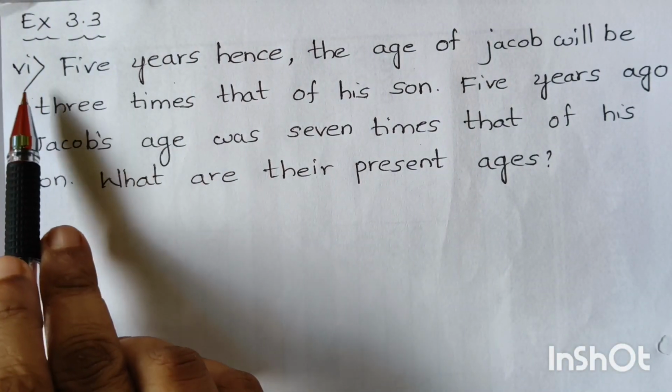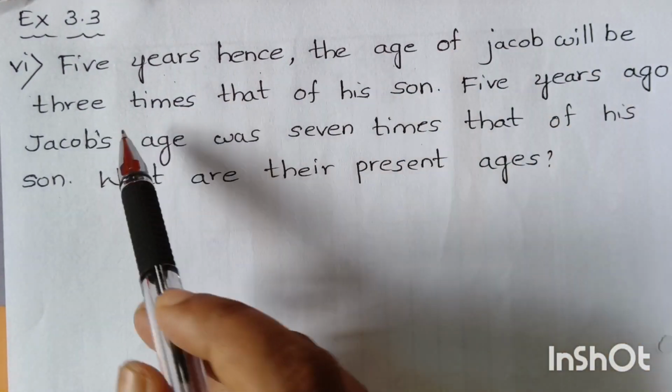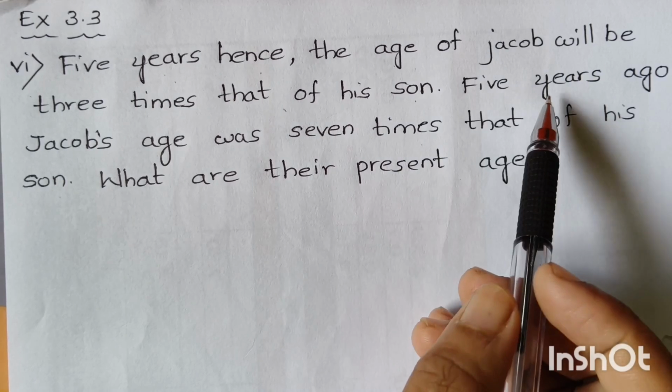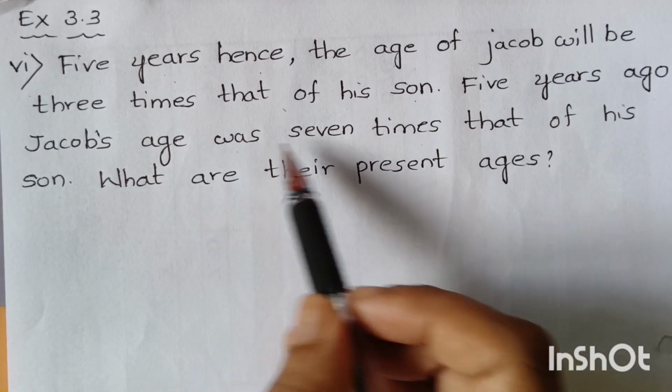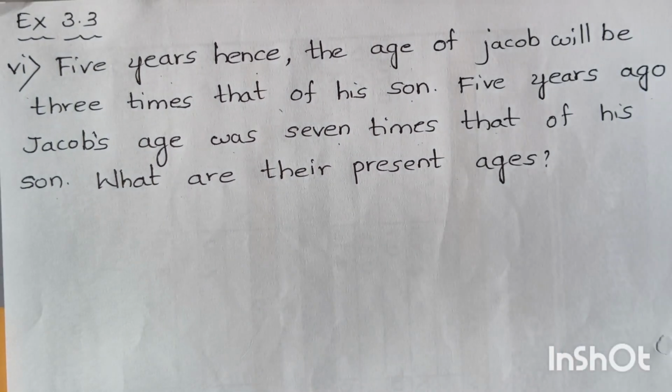Exercise 3.3, sixth question. 5 years hence, the age of Jacob will be 3 times that of his son. 5 years ago, Jacob's age was 7 times that of his son. What are their present ages?